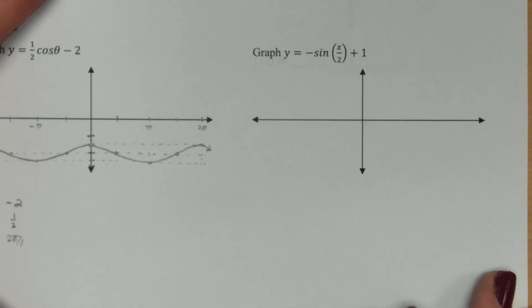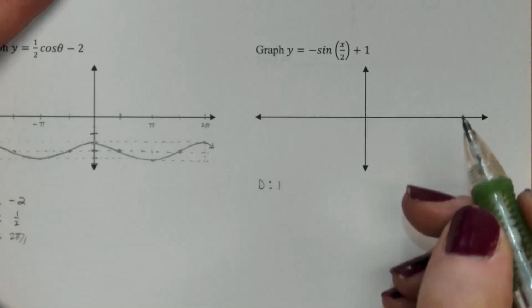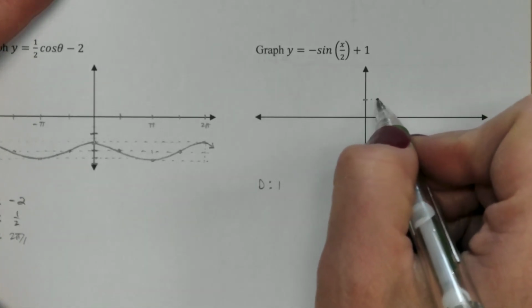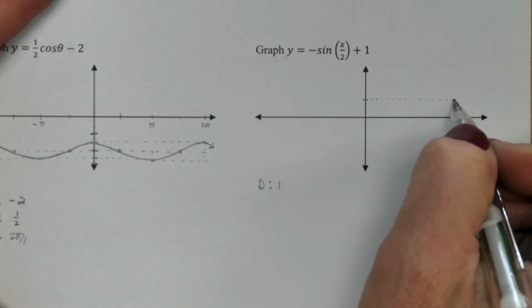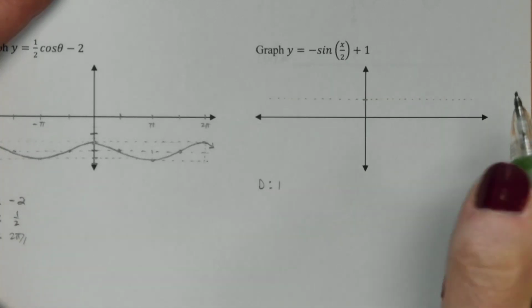One more that we're going to graph, then we'll do some writing equations. So this one I'm going to start with D, and it looks like I'm up 1. So this is the new middle of my graph. Get that extended both directions.